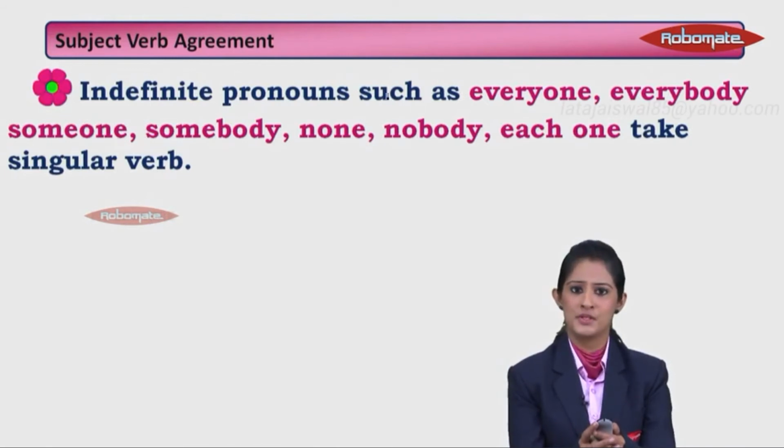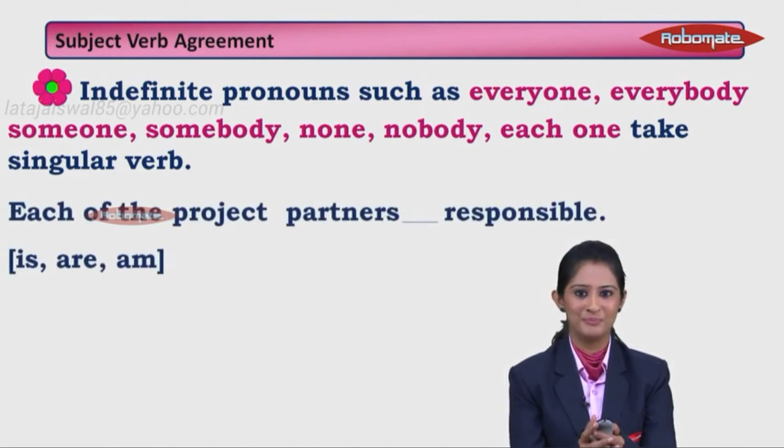Indefinite pronouns such as everyone, everybody, someone, somebody, none, nobody, each one take a singular verb. We often get confused with the word everyone. We feel it is a group. Yes, it is a group. Everyone definitely indicates many people, but it is a singular word. So hence we take a singular verb.